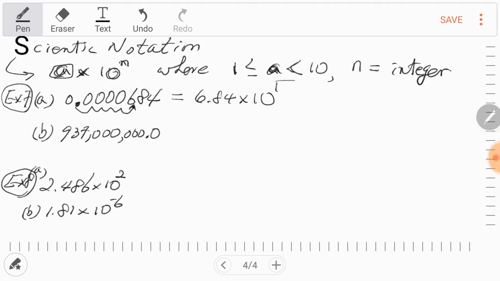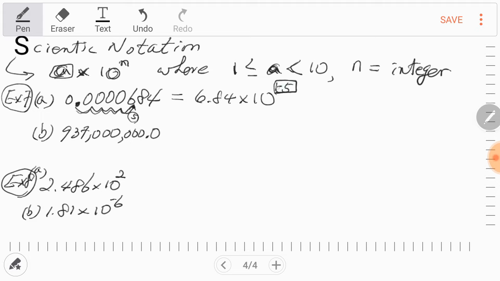Now the exponent is this. Okay, we moved, how many places did we move? 1, 2, 3, 4, 5. We moved 5 places to the right. Okay, that means the power will be 5 or negative 5. But in this case, the exponent is negative 5.